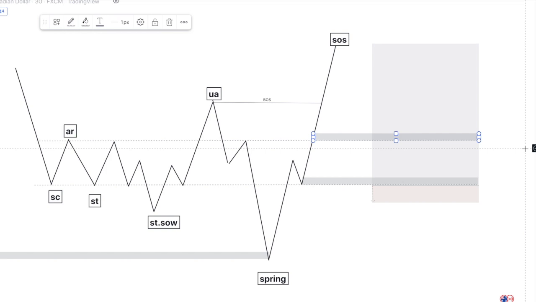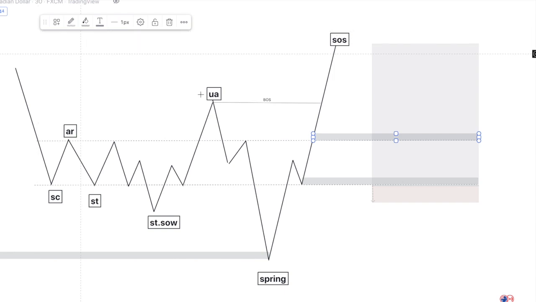Now you understand the reason why first change of character is not important, because again, you don't know when it happens, and this is way more important, the last phase, but you don't know that this is a schematic until you're at phase C, D. So don't go around chasing phase A and B and thinking everything is STs and SOWs until you see your spring in that breaker structure.